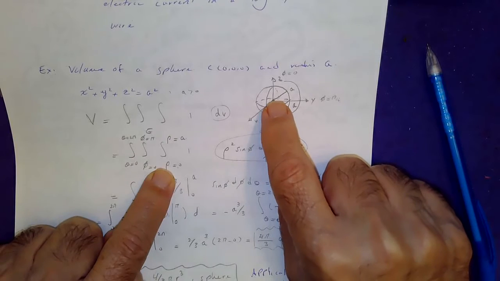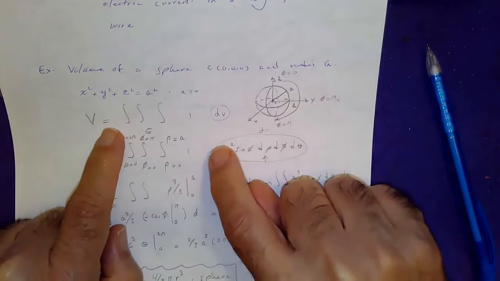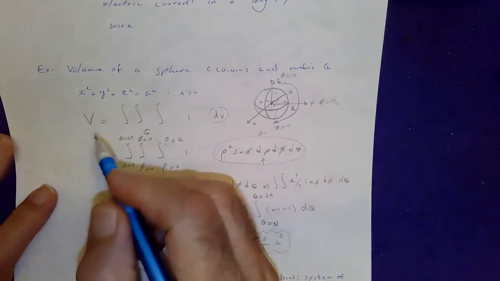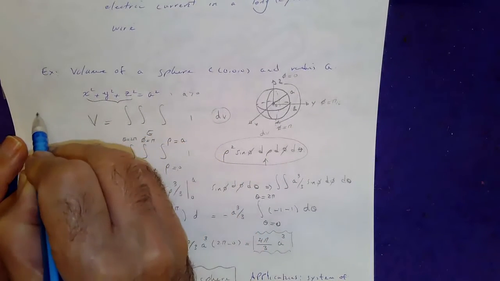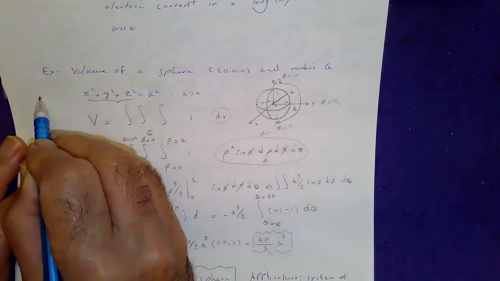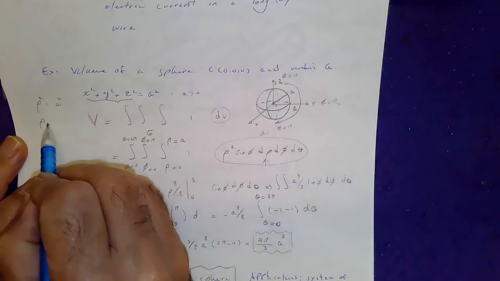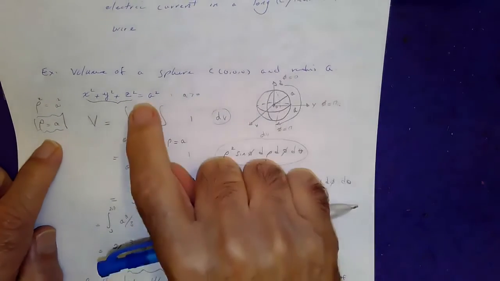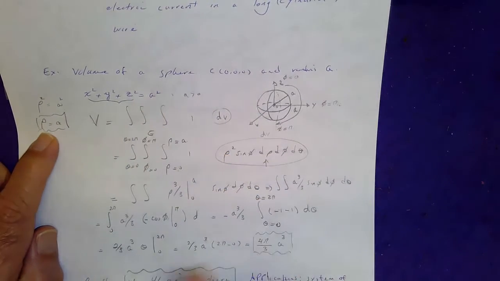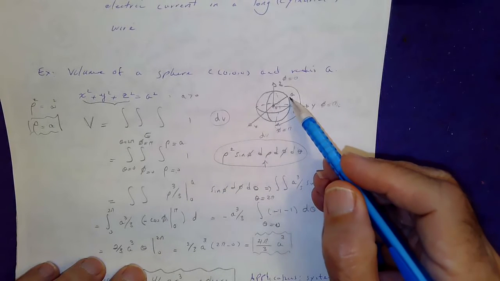Keep in mind, rho goes from what? 0 to the sphere, which is a. Keep in mind that x squared plus y squared plus z squared is exactly the same as rho squared, and that's equal to a squared. So that implies rho is equal to a. In other words, this is the equation of the same sphere in the spherical coordinates. So therefore, you're going from the origin to the sphere whose radius is a.